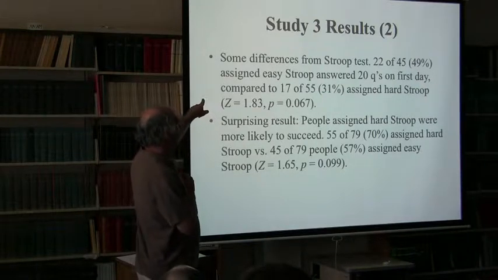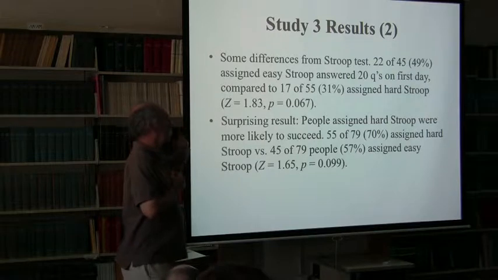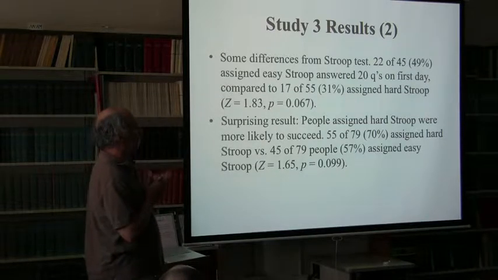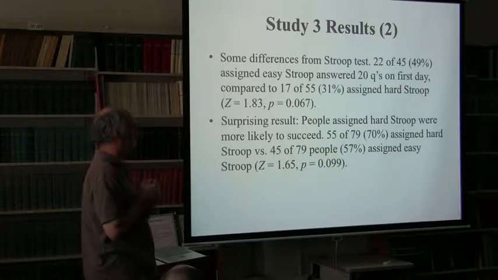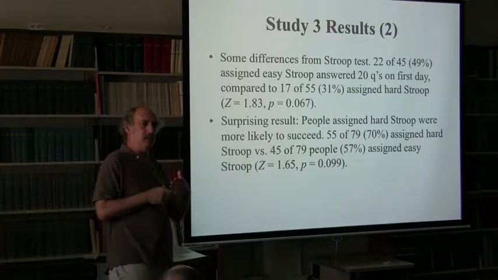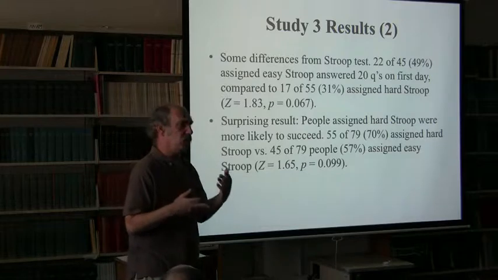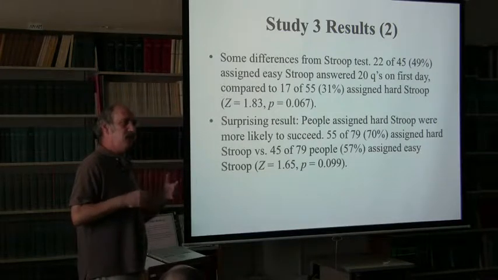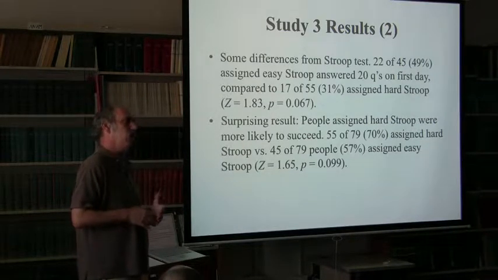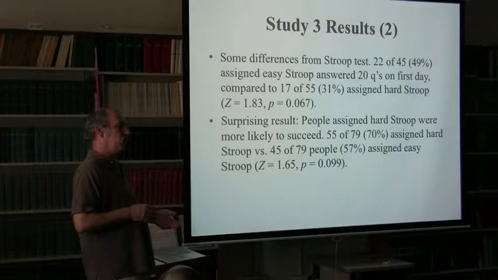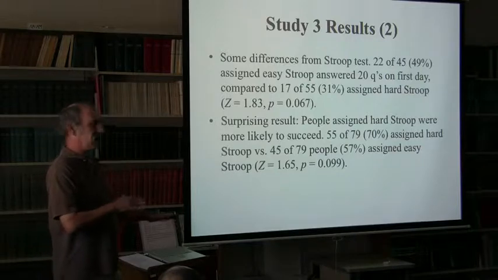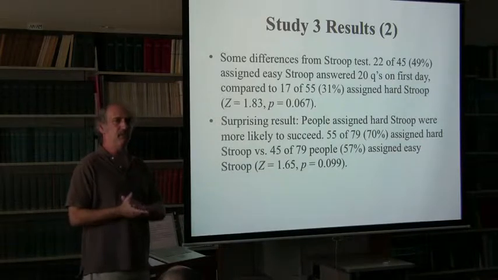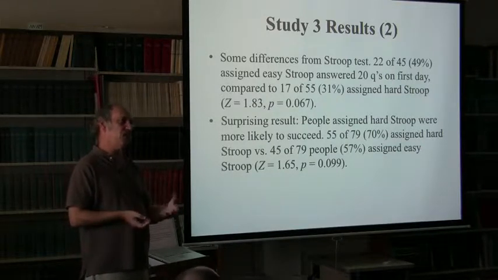You do see something from the Stroop test though. If you're assigned the easy Stroop, 49% answered all 20 questions on the first day. But if you're assigned the hard Stroop, only 31% were able to complete it on the first day. So it does look like your willpower was depleted on that first day. But after the first day, it's as if you say to yourself, I already did this hard Stroop thing. I already have so much into this now, I want to make sure that I finish. And there is a story that goes along with it.